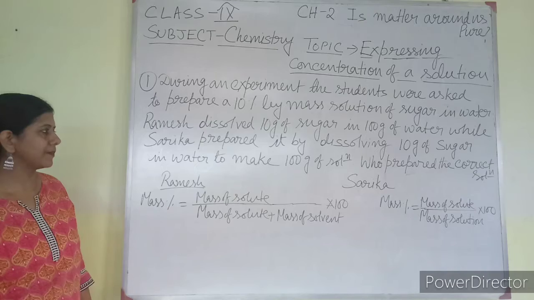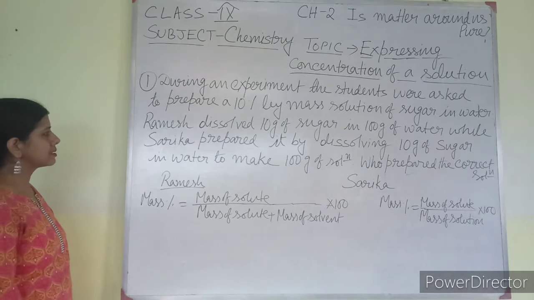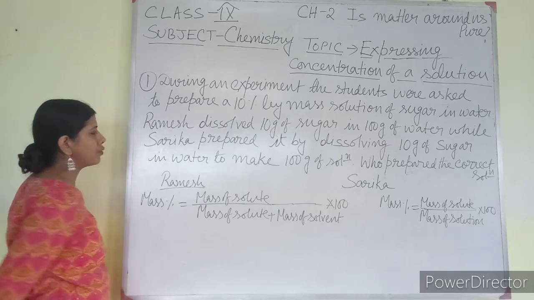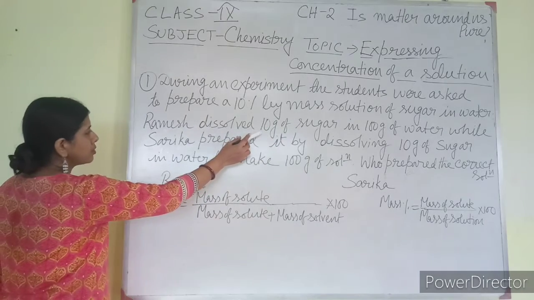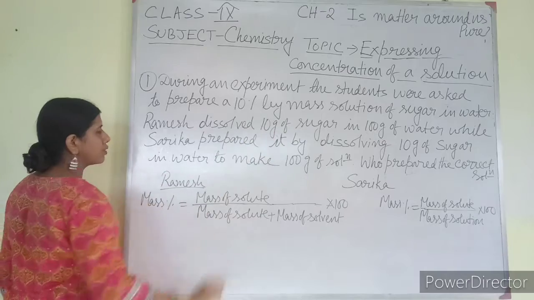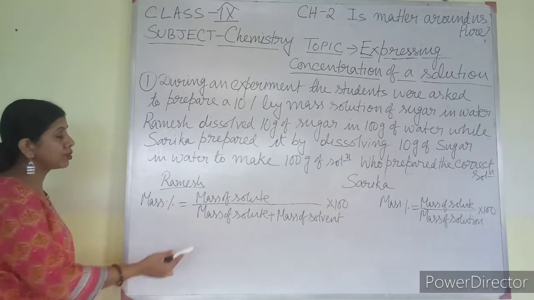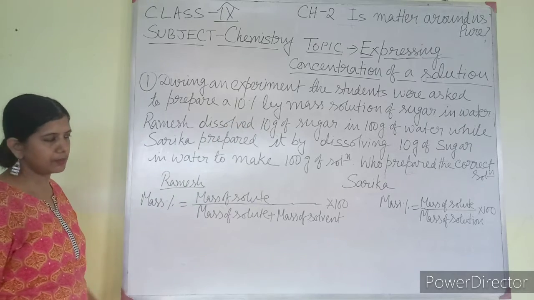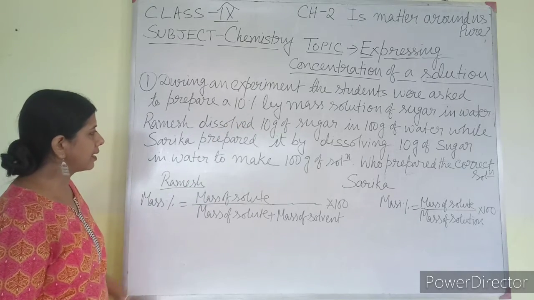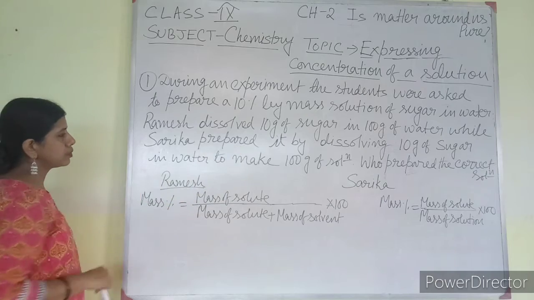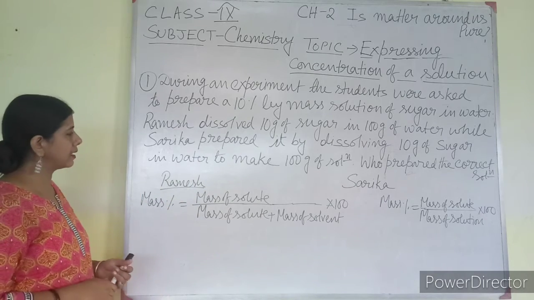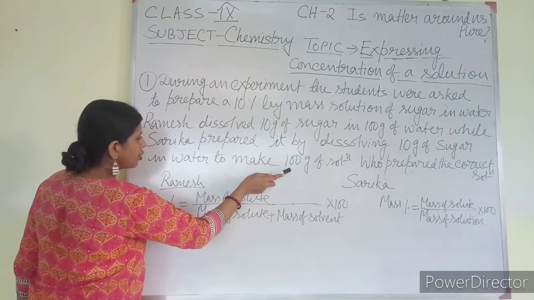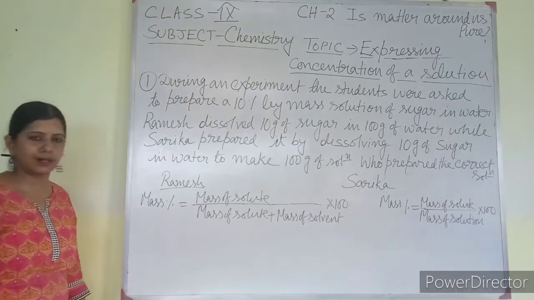This is the question. In one case, Ramesh dissolved 10 gram of sugar in 100 gram of water. That means the amount of solute is 10 gram, and the amount of solvent is 100 gram. On the other hand, Sarika is taking 10 gram of sugar, that means solute is 10 gram, but the solution is 100 gram.